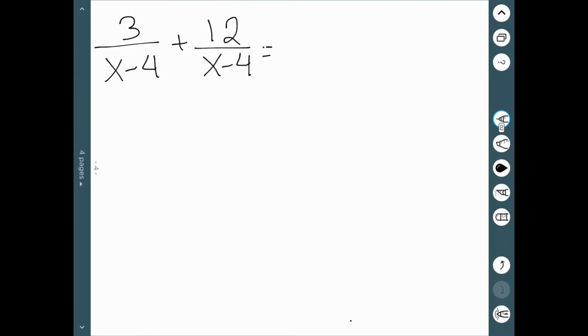For addition, we're going to start with something with the same denominator. So since they have that in common, all we have to do is add the top. 3 plus 12 is 15 over x minus 4.